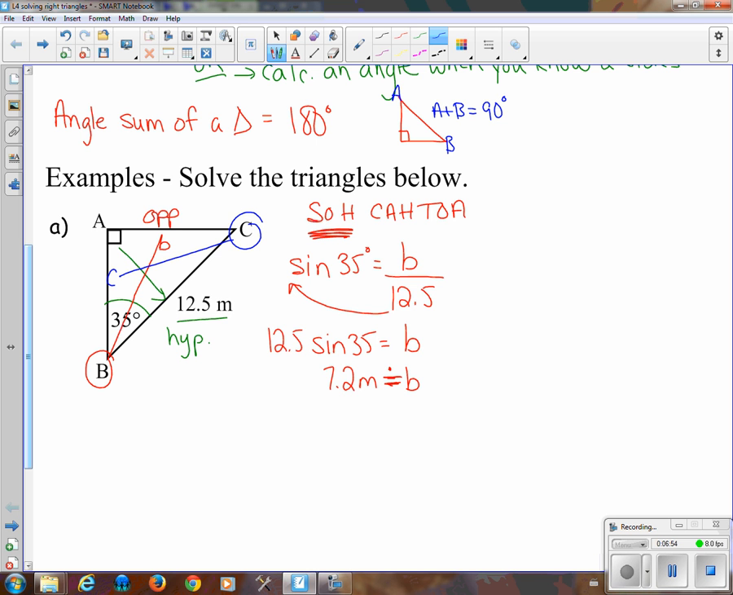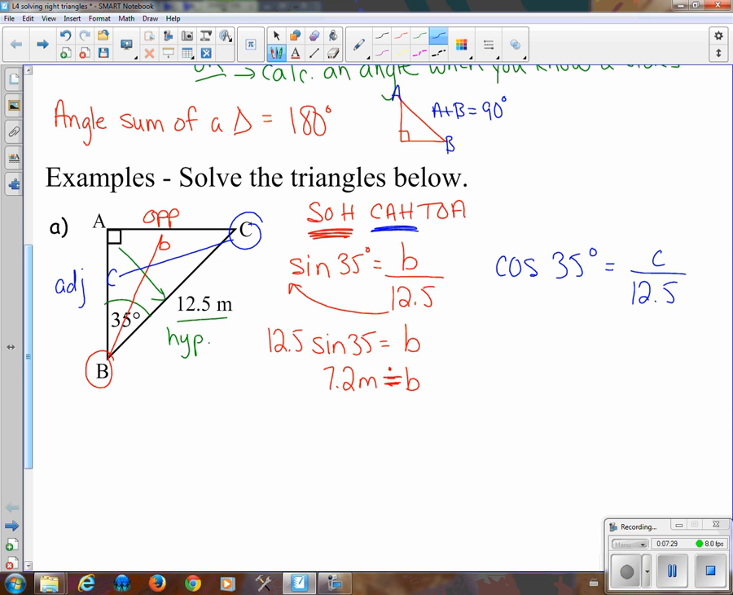So the numbers given in the question are the angle 35 and the 12.5. I want to figure out the other side, C. To angle 35, side C is adjacent, and 12.5 is the hypotenuse. So adjacent and hypotenuse are cosine. So I have the cos of 35 degrees equals the adjacent C over the hypotenuse, 12.5.